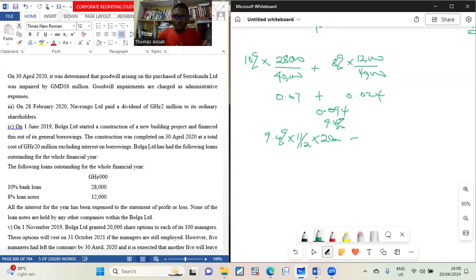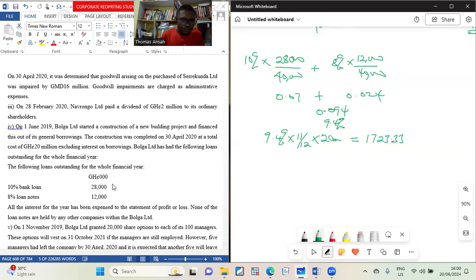All right. So how much would this one be? So this 0.4 multiplied by 11 over 12 multiplied by 20 million. And what I'm having here is 1723.33. That is what I have in here. And what is the impact of this?